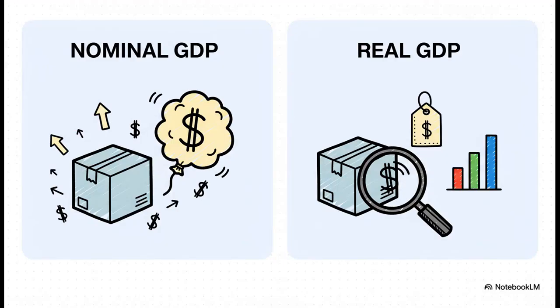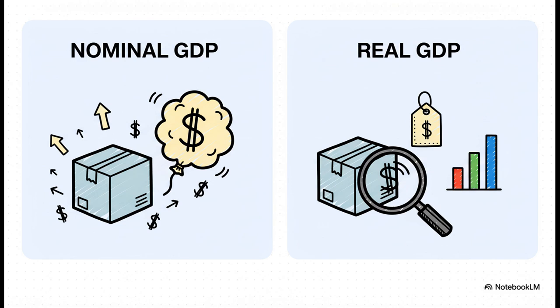Okay, one last super important technical bit we have to cover, the difference between nominal and real GDP. So nominal GDP just uses whatever the prices are today. But that can be a little bit tricky. Think about it. If the GDP number goes up, is it because we actually made more stuff, or did the prices for everything just go up because of inflation? See the problem?